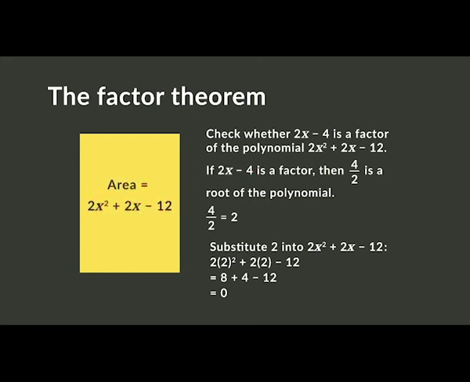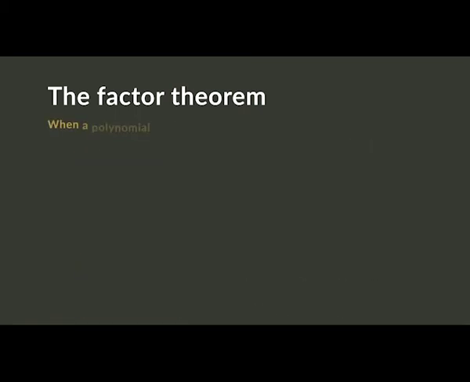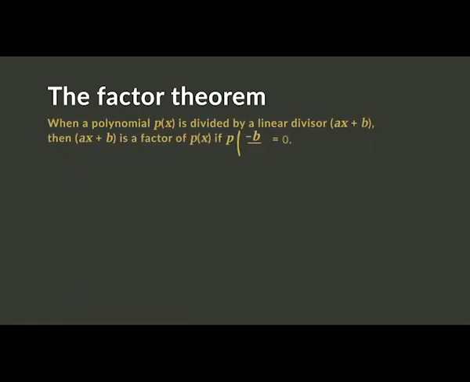The factor theorem is stated in formal terms like this. When a polynomial p of x is divided by a linear polynomial ax plus b, then ax plus b is a factor of p of x if we substitute negative b divided by a into the polynomial and get an answer of 0.